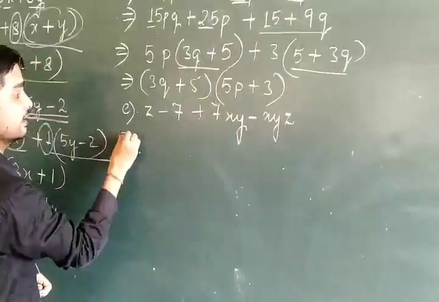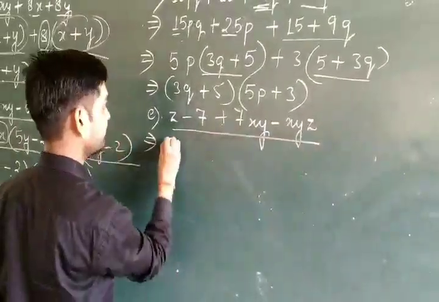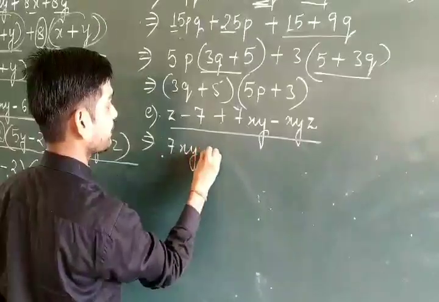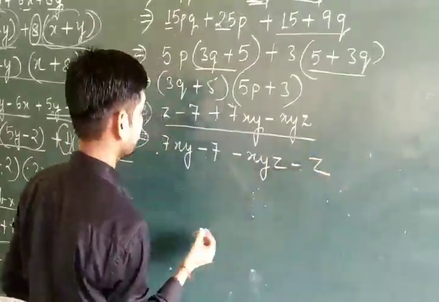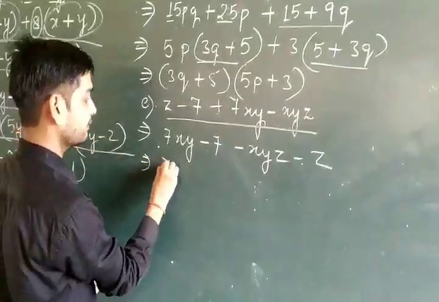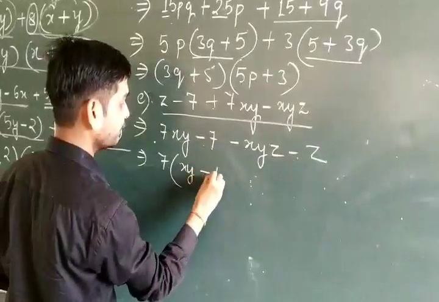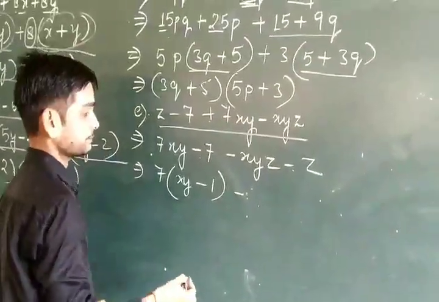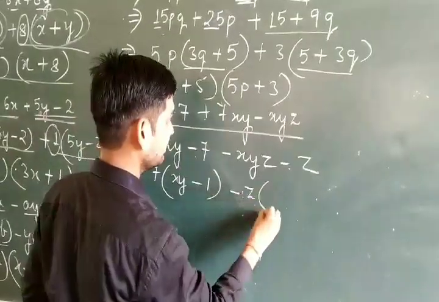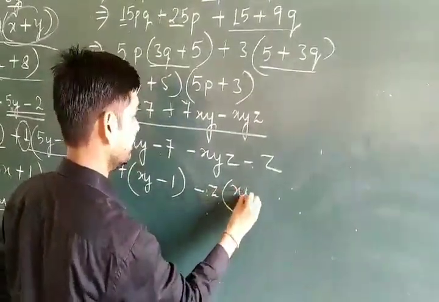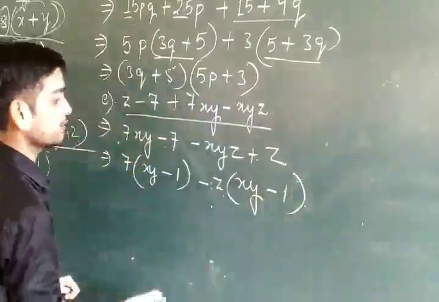Similarly, let's see the last question. Students, firstly we will arrange this value. That means we can write 7xy minus 7 minus xyz minus z. So let's take the common values. 7 will be common from the first two terms, that means xy minus 1 will be remaining, and minus z will be common, that means xy minus 1 will be remaining from the last two terms.